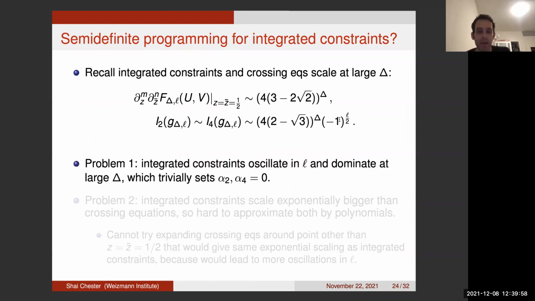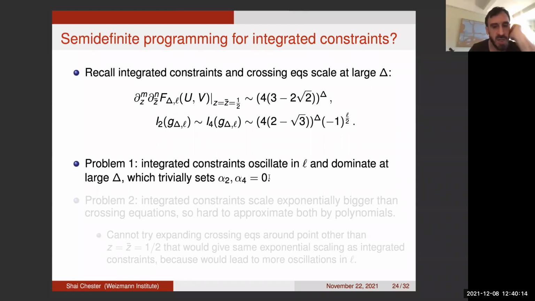The first problem is that because the integrated constraints oscillate in spin, and because they dominate at large delta since they have bigger exponential growth, this is just going to trivially set alpha 2 and alpha 4 to 0. That means you're not going to gain anything by including these integrated constraints. You're just going to get the standard bootstrap as if you didn't know the value of tau.